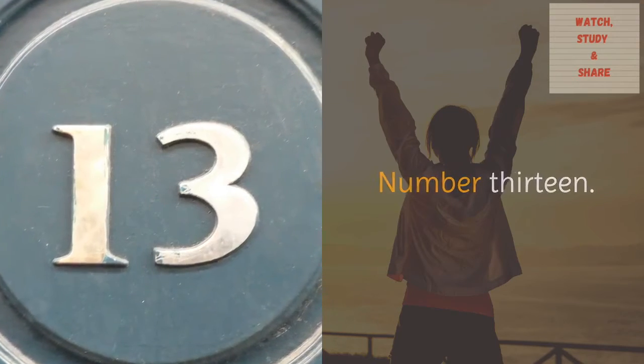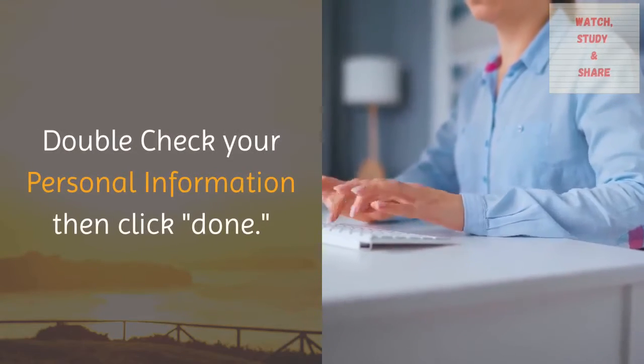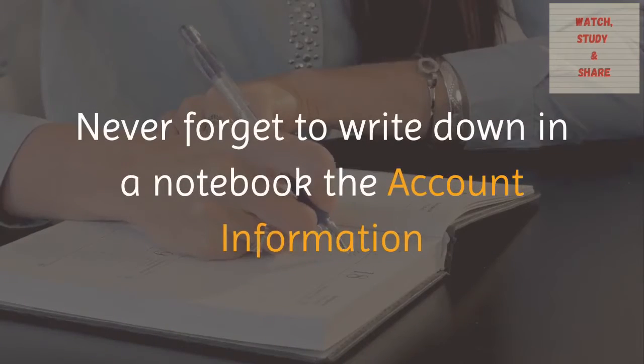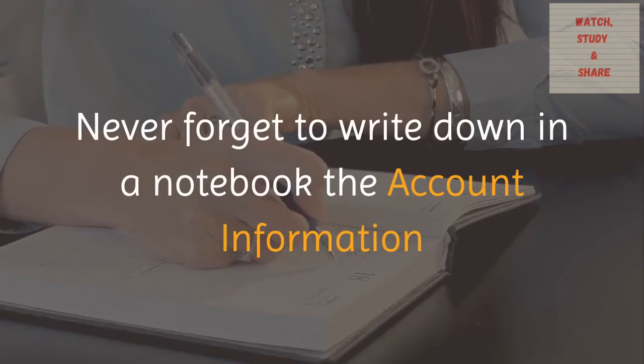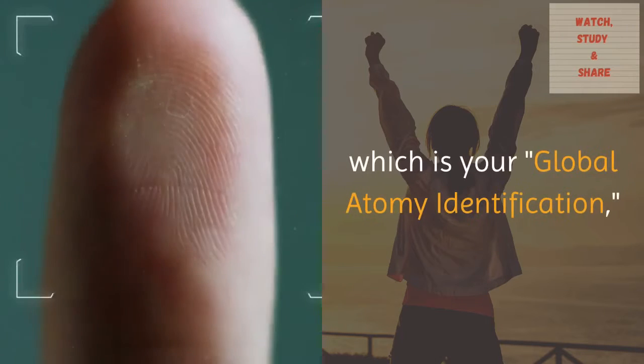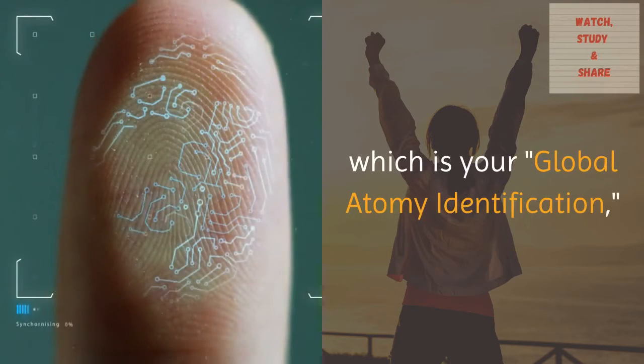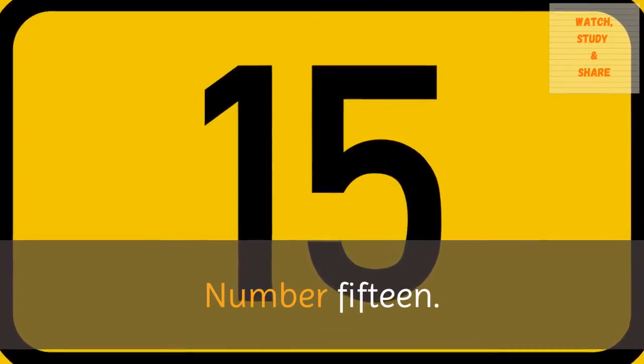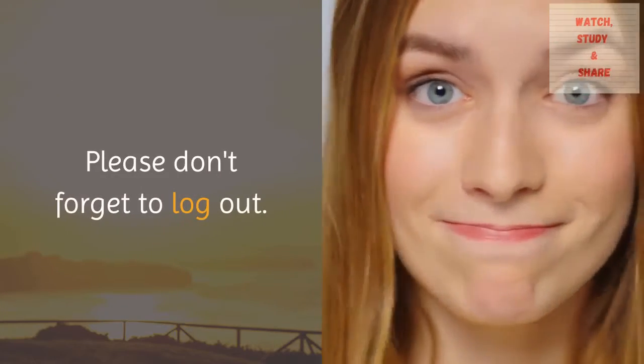Number 13. Double check your personal information, then click Done. Number 14. Never forget to write down in a notebook the account information, which is your global Atomy identification, and your password, which is located at the bottom of the online form. Number 15. Please don't forget to log out.